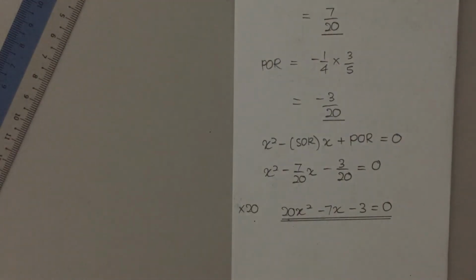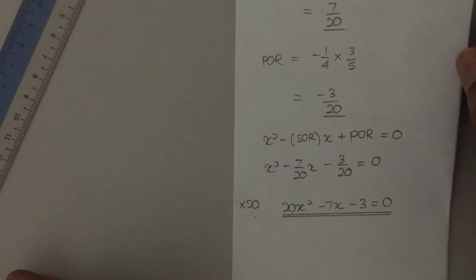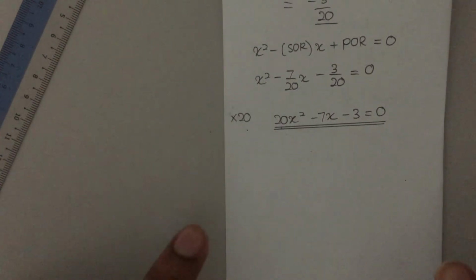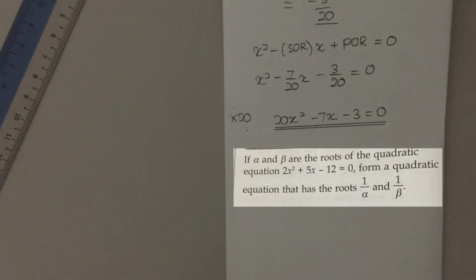Okay, so let us move on to the last example. For the last example, I'm going to read the question now. The question will appear on the screen. If alpha and beta are the roots of the quadratic equation 2x squared plus 5x minus 12 equals 0, form a quadratic equation that has the roots 1 over alpha and 1 over beta.